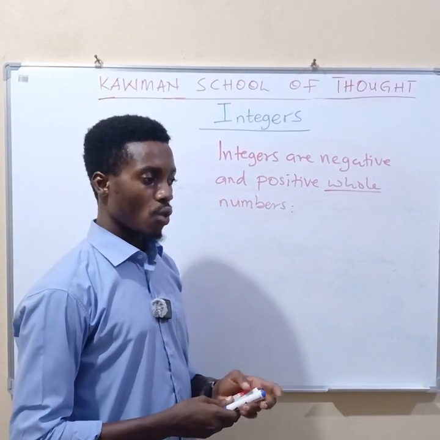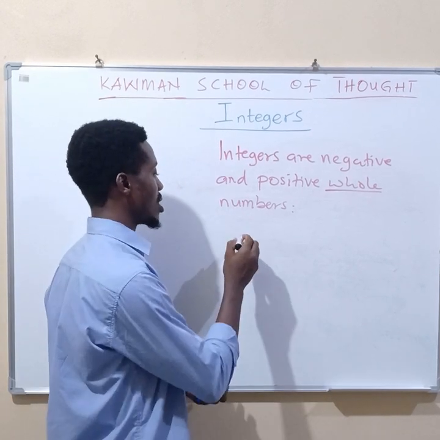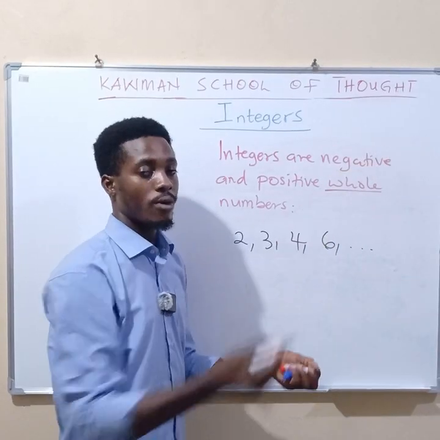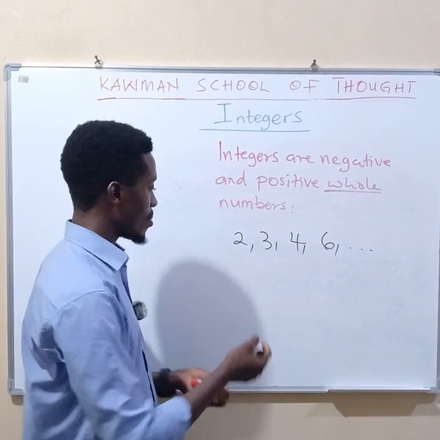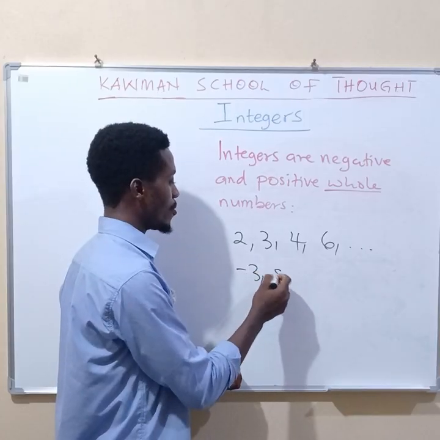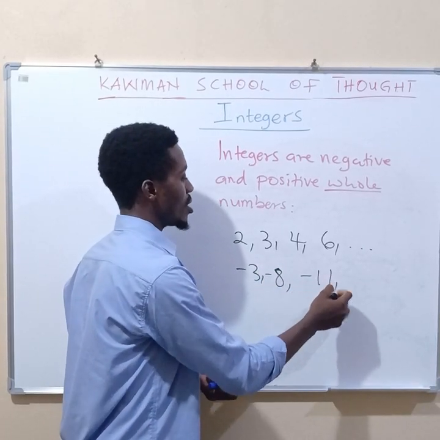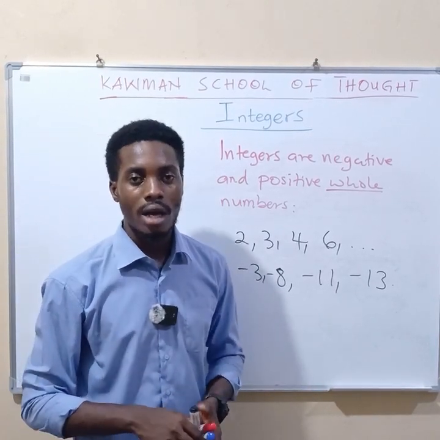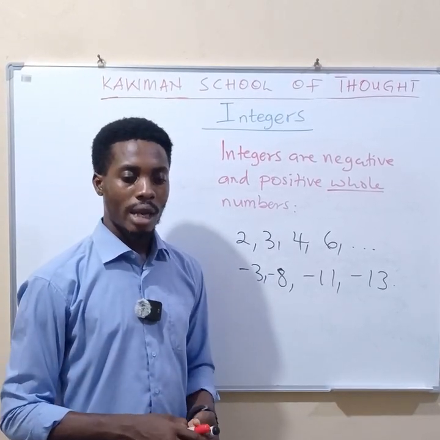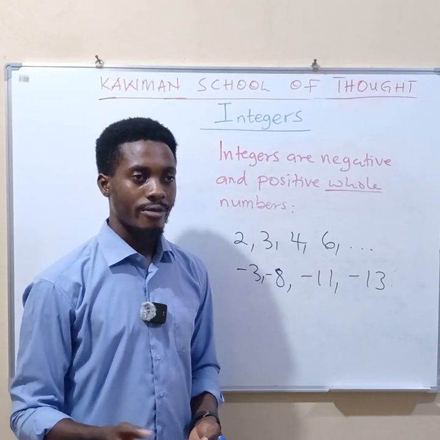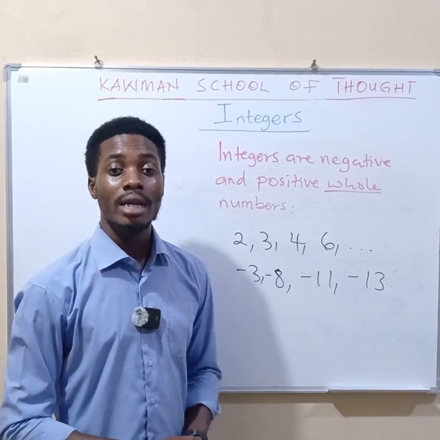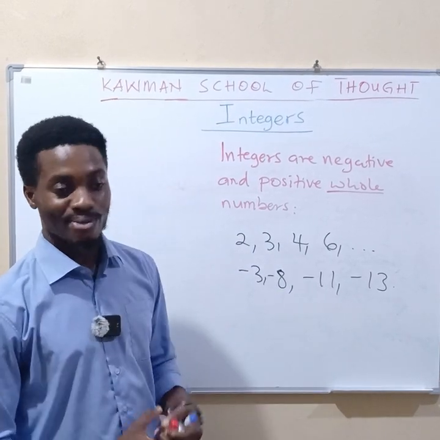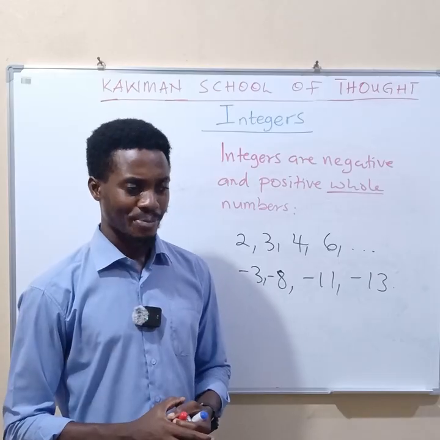And what are some positive numbers we know? Let's mention them: 1, 2, 3, 4, 6, and so on and so forth. Then we have some negative numbers as well. So -3, -8, -11, -13, all the negative numbers you can think of. I remember one time I wrote an exam and I was given -5. I didn't score anything, so I ended up getting -5. That was really funny. Yes, so negative numbers are also integers.